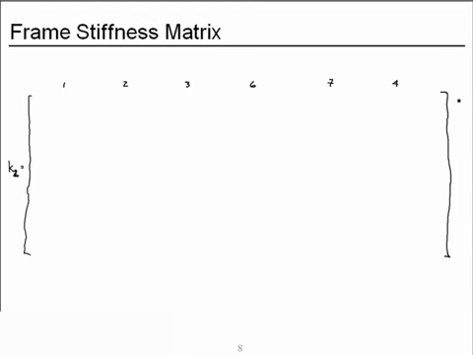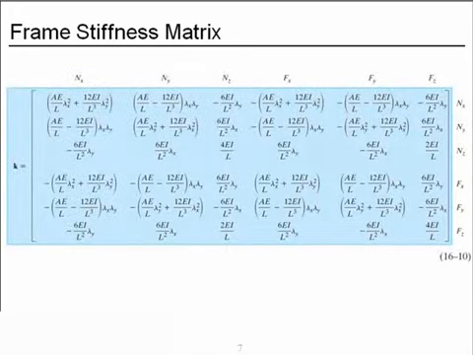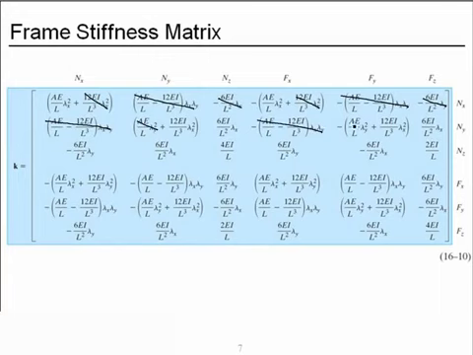The rows will be associated with the same degrees of freedom in the same sequence. Now for our first row entries. For this element, lambda y is 0. So if we eliminate all of the terms with lambda y, we can save ourselves a little bit of calculation work.